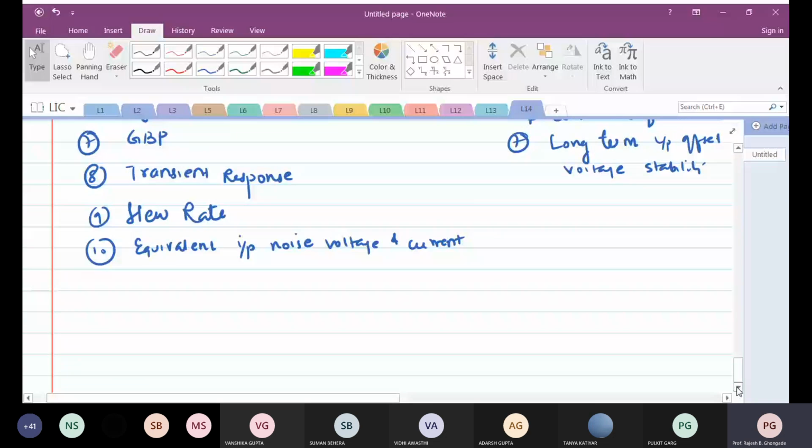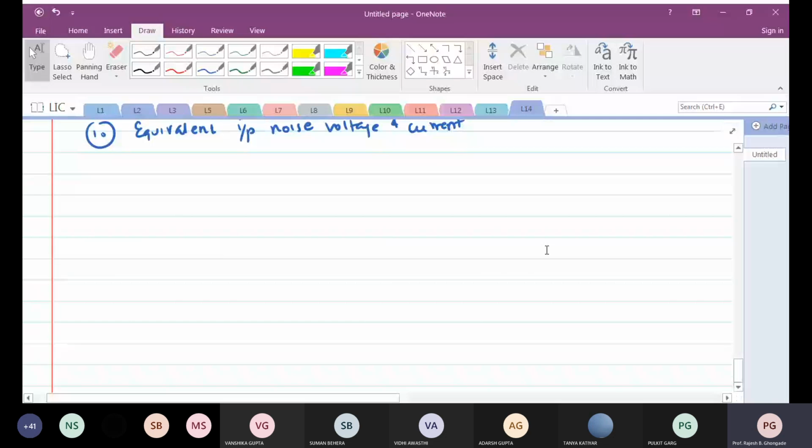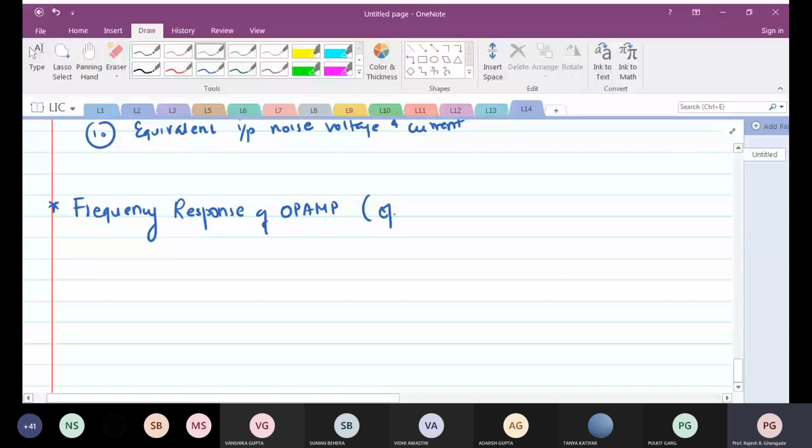So these are the parameters of relevance to AC and DC. Next is another important factor which we call the frequency response, which we have shortly seen, but let us see it in more detail. Now this is going to be the open loop frequency response. Let me import a figure.